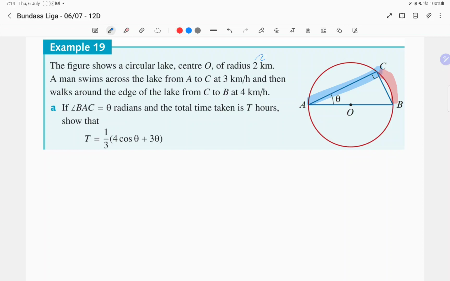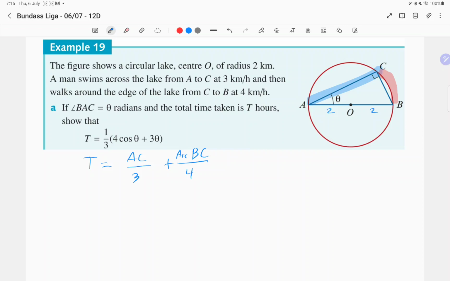AC, how do we find AC? Well, we know the radius is 2, so there'll be 2 here, 2 there. So we need to find AC, right? So the total time would be AC times 3, right? Because it's 3 kilometers per hour times the distance. Actually, no. The time would be AC divided by the speed, which is 3 kilometers per hour, plus the arc BC divided by the speed of walking, which is 4. Make sense so far?